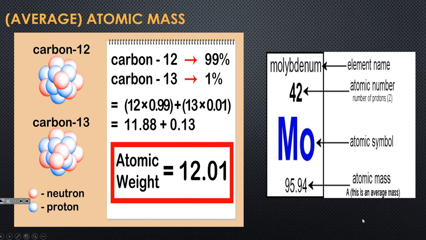We would multiply the mass number by the percent to get our atomic weight, which is up on the board. Okay, and we're going to be doing some of those in just a minute. Remember that this right here is an average mass. It's not the mass of a single molybdenum or carbon atom. It is the average of all the isotopes because we don't know what we've got as far as isotopes.